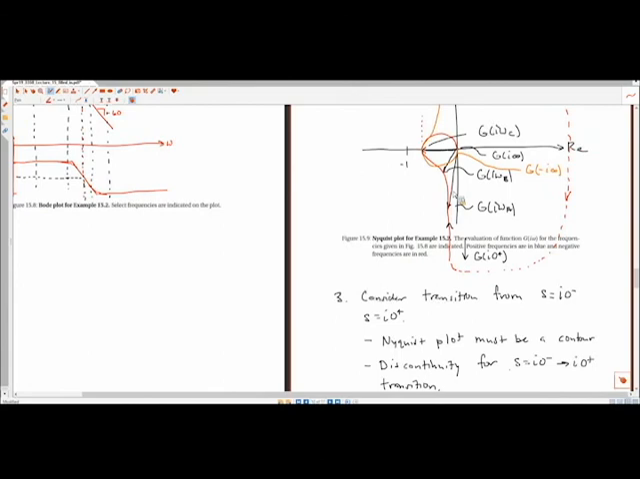Yes? The point of doing these is so that if you have a really complicated system with multiple poles, you can find out if it's stable or not. Yeah.